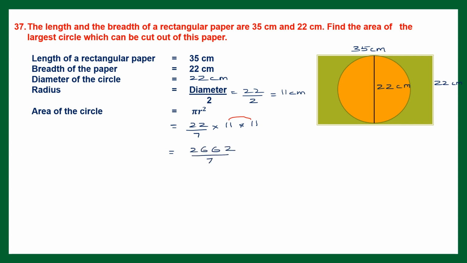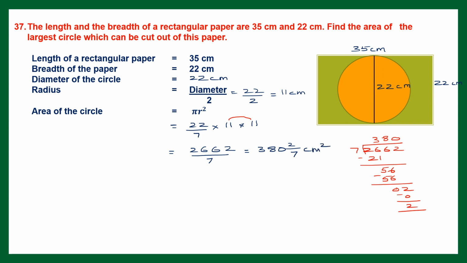So let's do this division. 2662 divided by 7. 7 threes are 21 minus 5, bring down 6 here. 7 eights are 56 minus 2. So this is 0 here, 0, 2. So if you have to write your answer as a fraction, this becomes 380 2 by 7 centimeters square. This will be your area if you want to write it as a fraction or a mixed number.